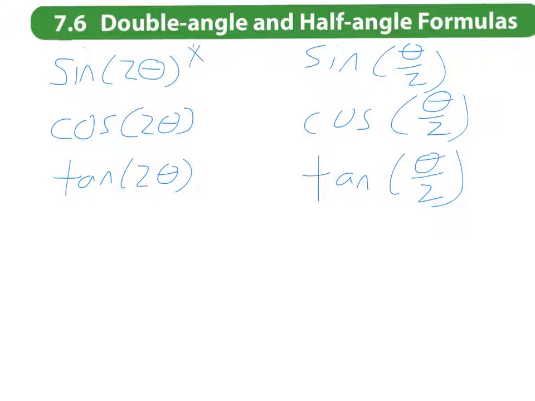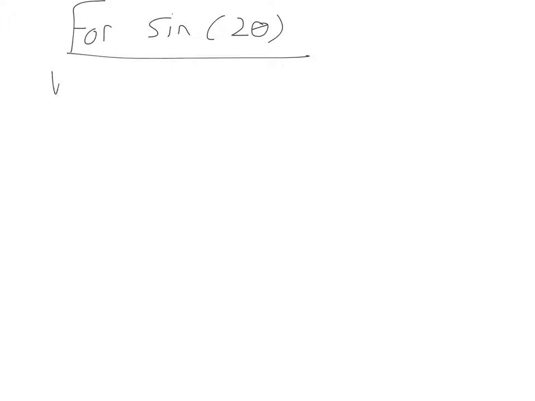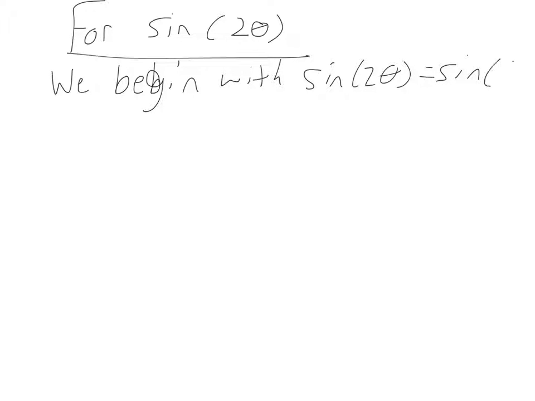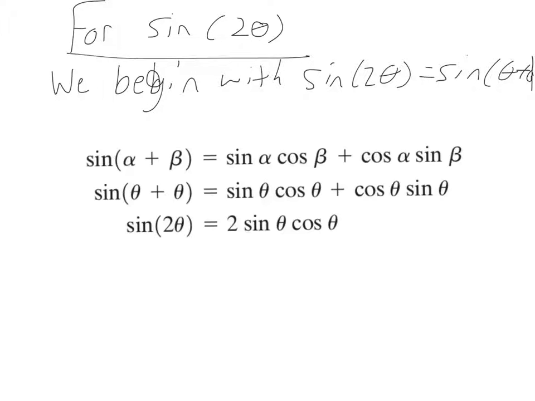Now, we can come up with the formulas for these, at least for the sine, cosine, and tangent, by using the angle sum formulas. Alright, for sine of 2 theta, we begin by rewriting it as sine of 2 theta equals sine of theta plus theta. And let me put a screenshot up here that'll be a lot easier for you to read than my handwriting.